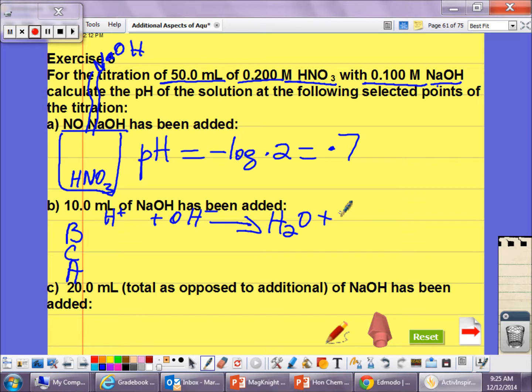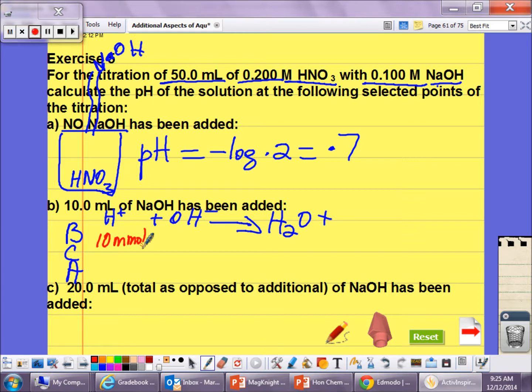So let's do stoichiometry. What do I have? How many moles of H plus do I have? It is 50 times 0.2. Let's stay in millimoles. It is 10. So remember, I have 10 millimoles of the acid in that beaker. And this is not going to change. It is already in the beaker.